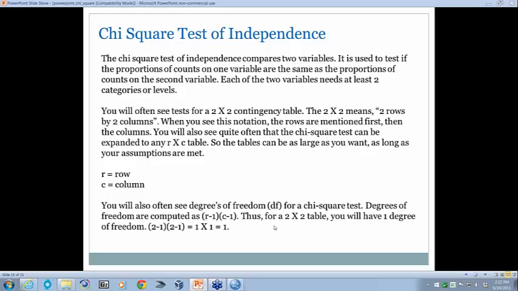You're also going to see degrees of freedom quite a bit for the chi-square test. Degrees of freedom are computed as the number of rows minus 1, times the number of columns minus 1. Therefore, if you had a 2x2 table, you're going to have 1 degree of freedom, because you have 2 rows minus 1, 2 columns minus 1, so 1 times 1, which is 1. You'll see those quite a bit.